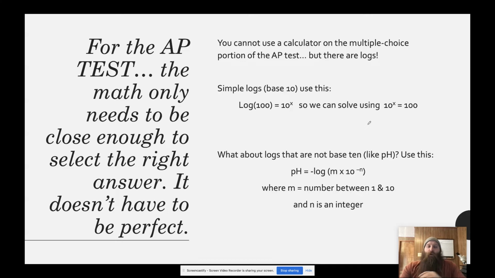Now, here's what you've got to put in your brain. When you're taking the AP test, the math does not have to be perfect. Do not let perfect be the enemy of good. You only have to get close enough to select the right answer. This is a skill in science. We want to be able to approximate a logarithm without having to punch everything into a calculator all the time. So we just need to be close enough to get the right answer. Let's take this information and see how we use it.